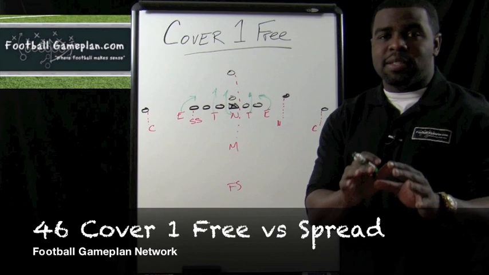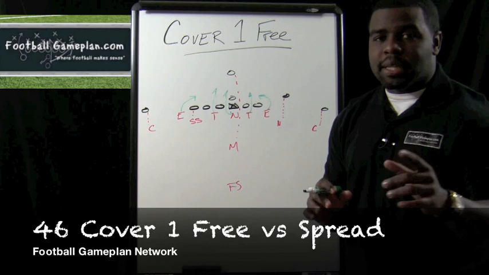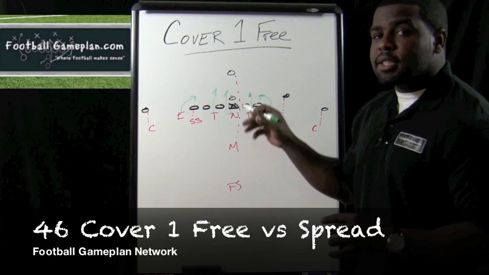You think about this. Imagine if this team had a good tight end. You want to get a good bump on him at the line of scrimmage. Imagine a team like the Atlanta Falcons, and this is Tony Gonzalez. You get a good bump on him at the line of scrimmage. It slows down the timing and allows that pass rush to get to the quarterback.